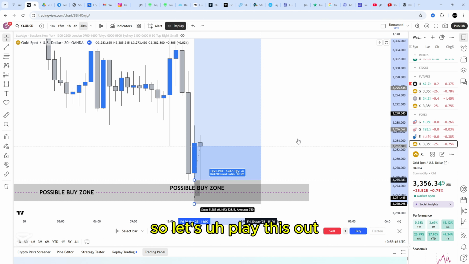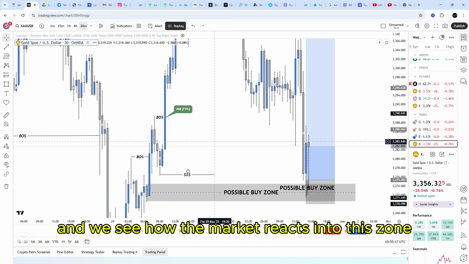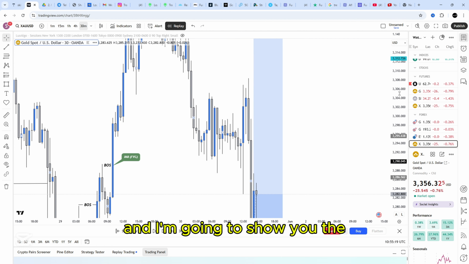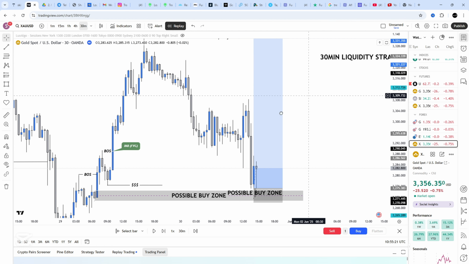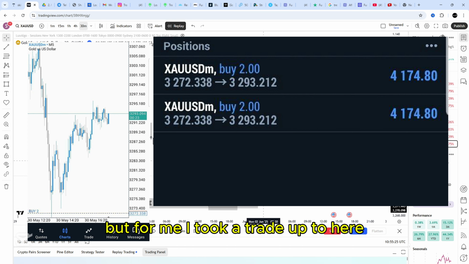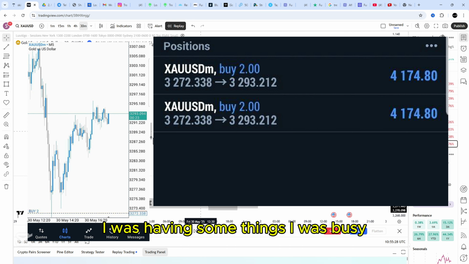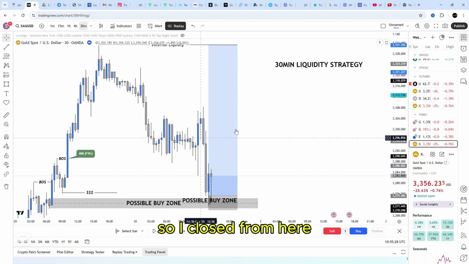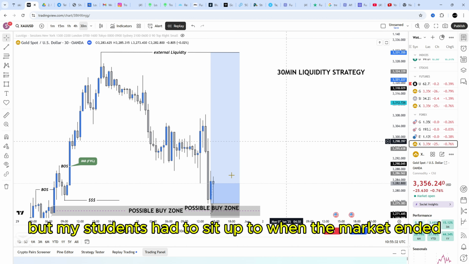So let's play this out and see how the market reacts to this zone. I'm going to show you the screenshots of what we took. For me, I took a trade up to here. I was busy with some things, so I closed from here. But my students had to sit until the market ended.